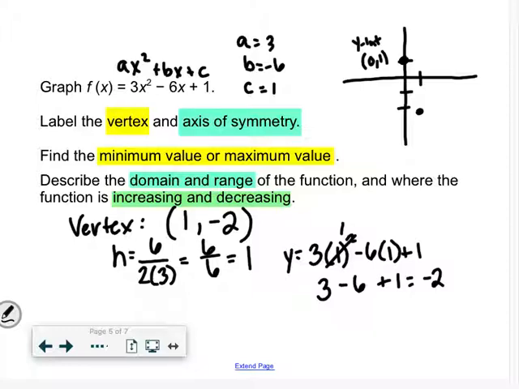And what I like about easily plotting my y-intercept is that if I think about my axis of symmetry right here that passes through my vertex, I can list it. The axis of symmetry is x equals 1. Then I can just take my y-intercept and reflect it. So on the other side, it's going to show up at 2, 1. It's 1 away from the axis of symmetry, but it's up 1.